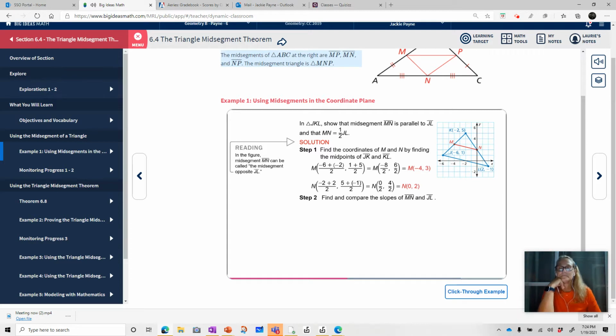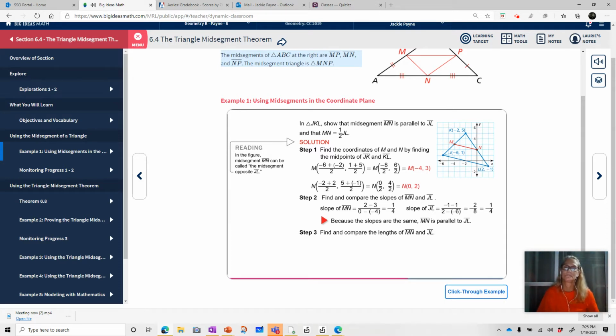Step 2. Find and compare the slopes of segment MN and segment JL. The slope of segment MN is equal to (2 minus 3)/(0 minus -4), which is equal to -1/4. The slope of segment JL is equal to (-1 minus 1)/(2 minus -6), which is equal to -2/8, which equals -1/4. Because the slopes are the same, segment MN is parallel to segment JL.